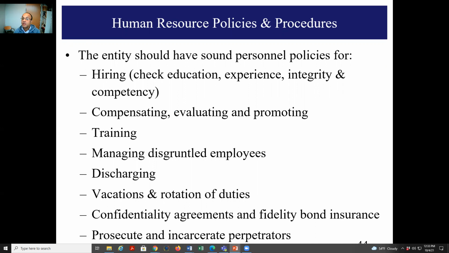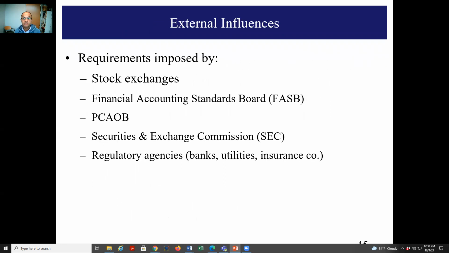And then we ensure that the human resource department is qualified to set up the standard for hiring, compensation, training, firing, discharging, and all the vacation and relationship. So we check that the human resource is able to hire the right person, train the right person, reward the person, and if there is any kind of illegal action, the HR is able to discipline the person and maybe dismiss him. Finally, the external influence like the stock exchange, FASB, PCAOB might have an input into the internal control system of the company.